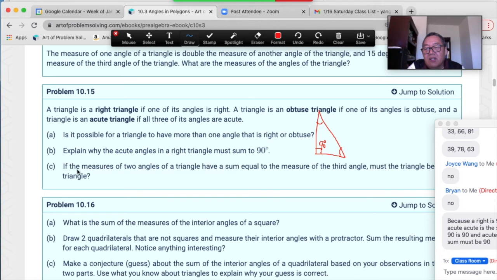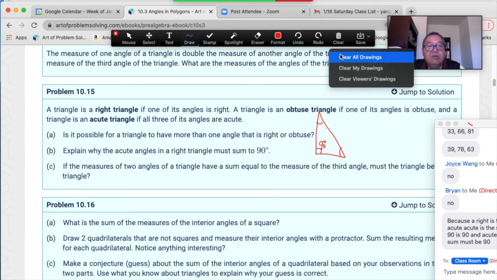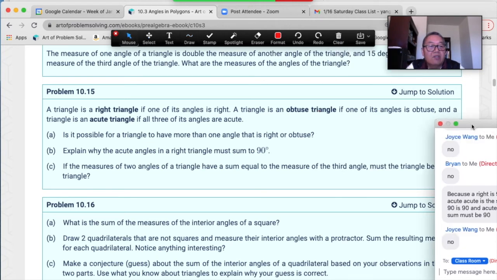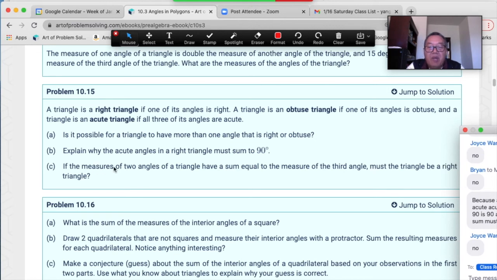Then let's say C. If the measures of two angles of a triangle have a sum equal to the measure of the third angle, must the triangle be a right triangle? Okay, so then they ask you this. If the measures of two angles of a triangle have a sum equal to the measure of the third one, must the triangle be a right triangle? Yes or no?